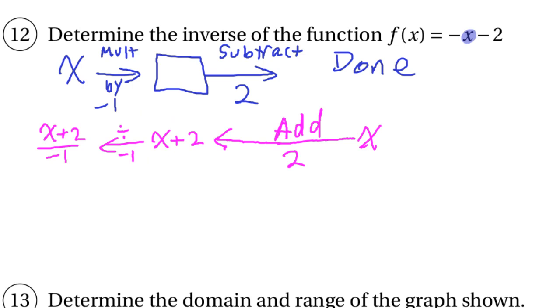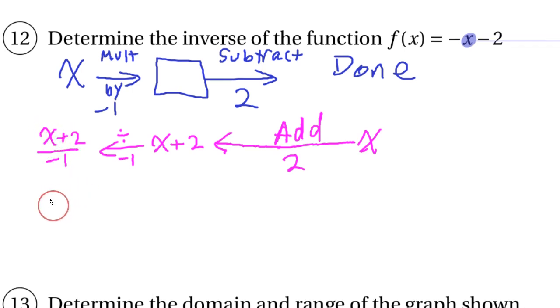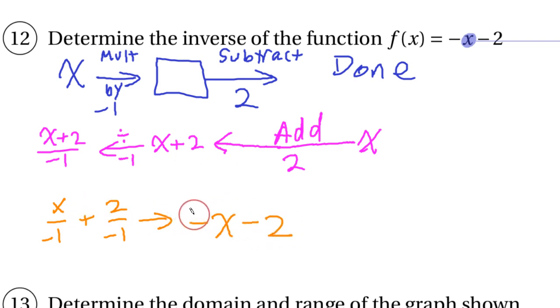And then all sorts of strange things happen, because what this really gives me is x over -1 plus 2 over -1. A positive divided by a negative is going to give me -x, but then I'm also going to get this -2 right here. And this is an odd example because the inverse that I get is exactly the same thing as f of x.